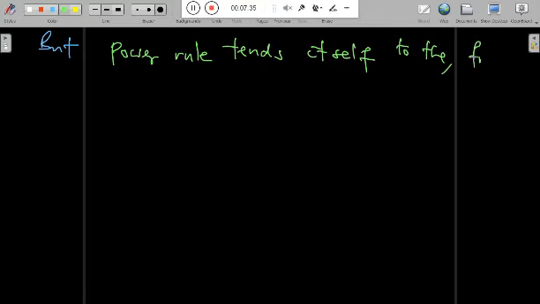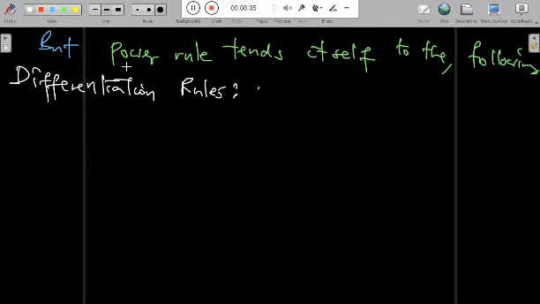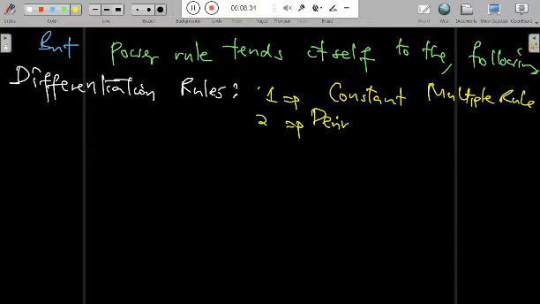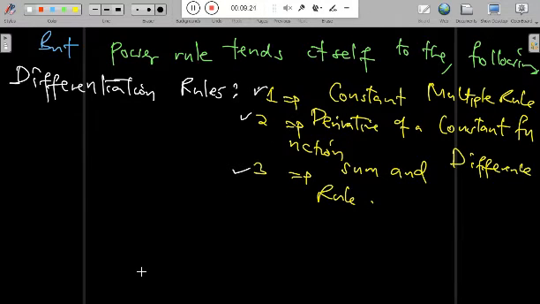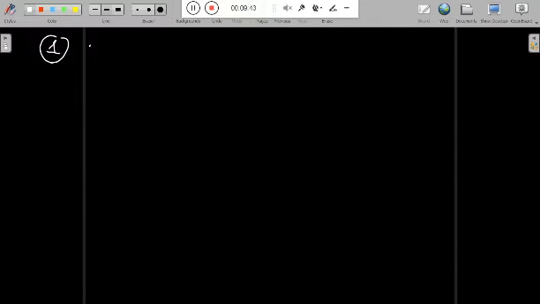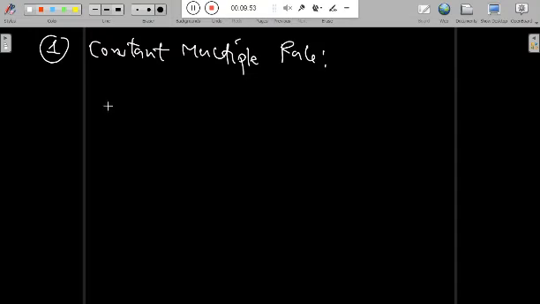But one thing we need to understand is that when we are solving different derivatives, there are some principles, rules, and guidelines we rely on. The power rule relies on the following differentiation rules: the constant multiple rule, the derivative of a constant rule, and the sum and difference rule.